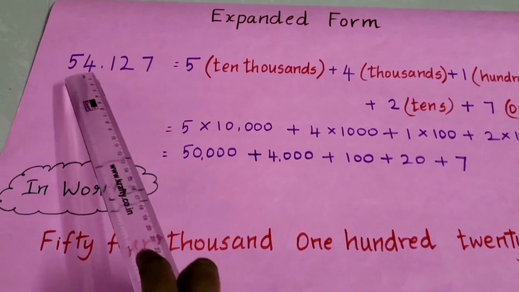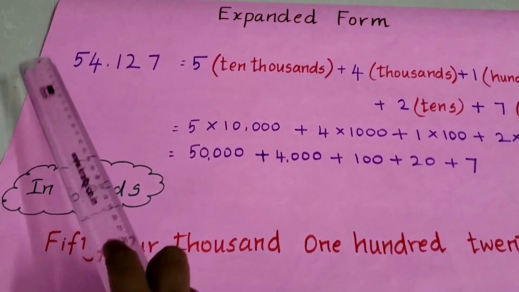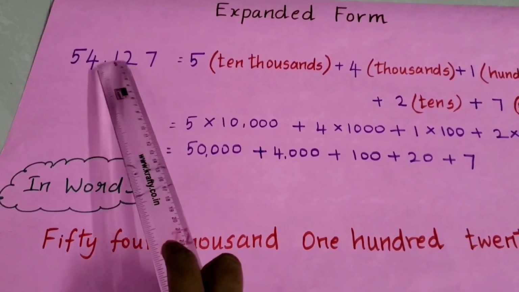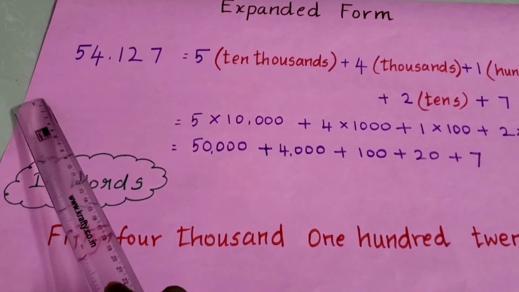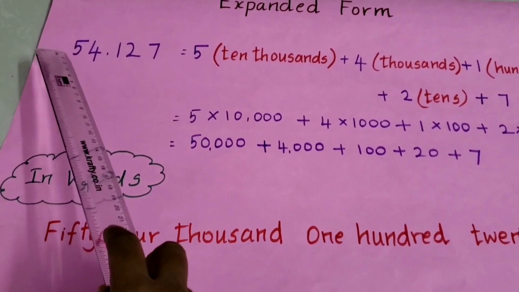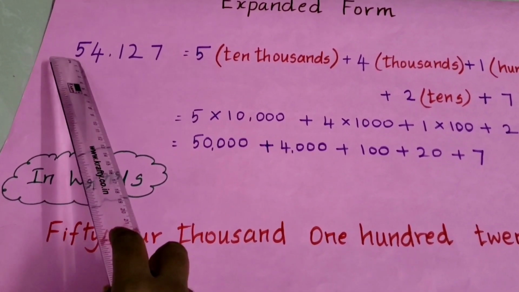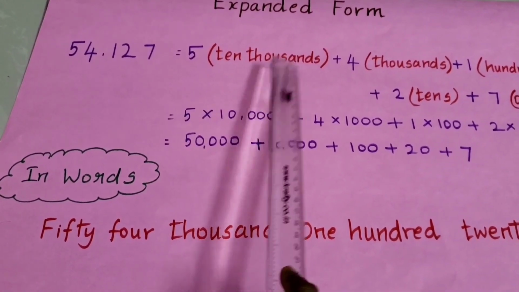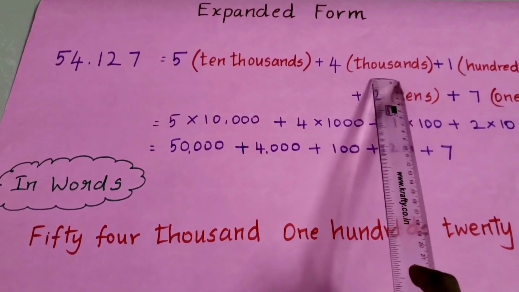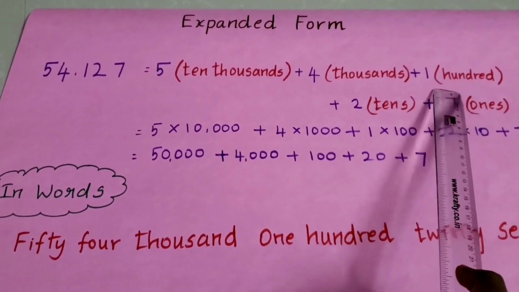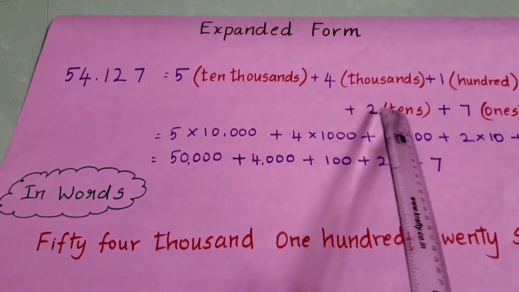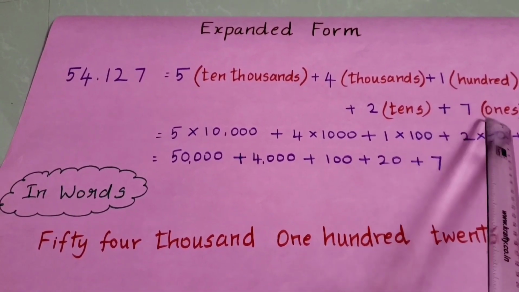54,127. In this number, 5 is in the 10,000s place. We all know the place values: ones, tens, 100, 1000, 10,000. So 5 is in the 10,000 place. It means that this number has 5 10,000s. So 5 times 10,000 plus 4 is in the 1000 place, 4 times thousands plus 1 is in the 100 place, 100, 2 tens plus 7 ones.